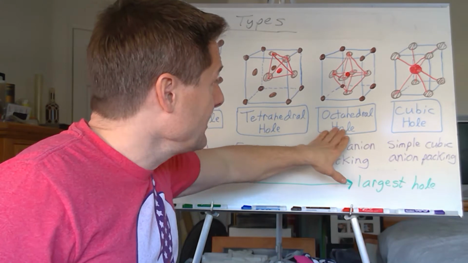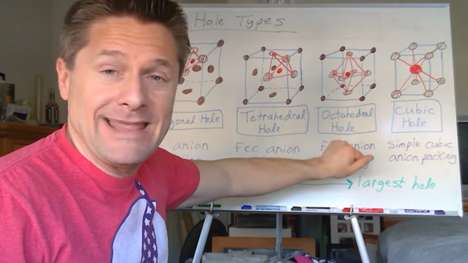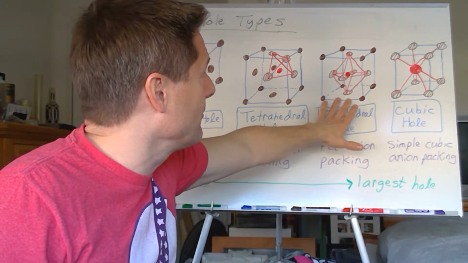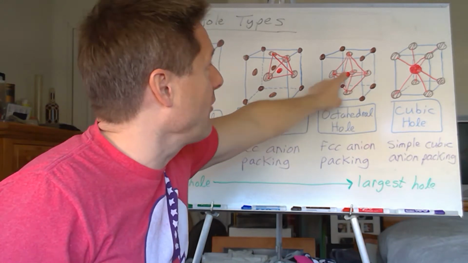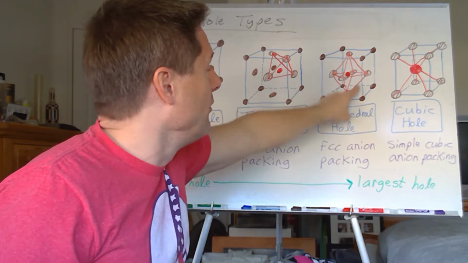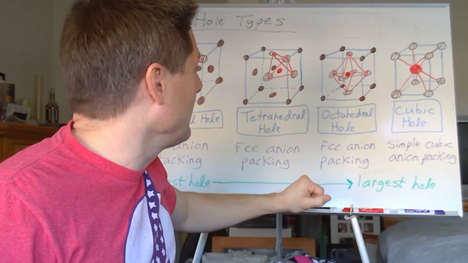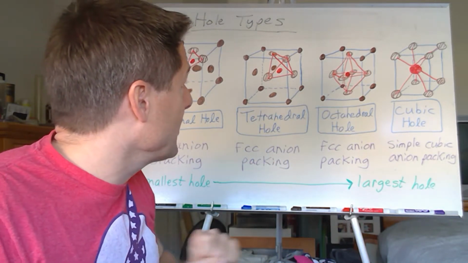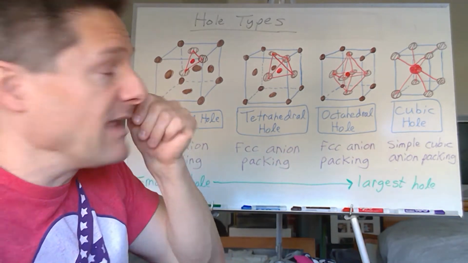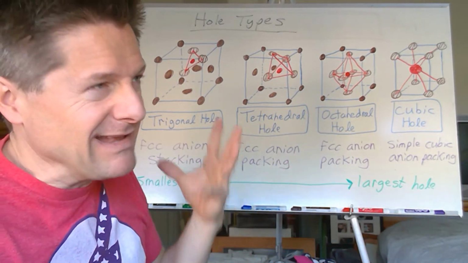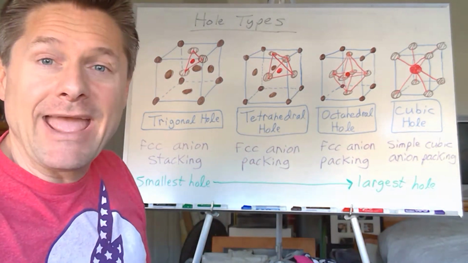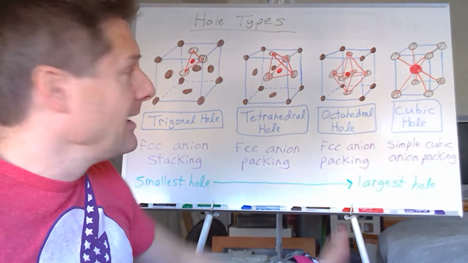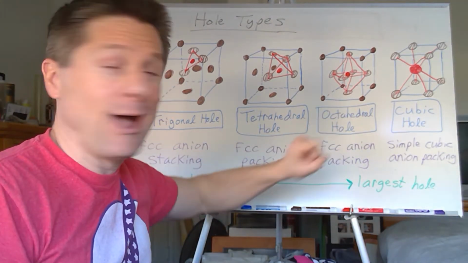All right, let's get to a slightly bigger hole here, the octahedral hole. So let's take that FCC array, look at all 6 faces: front, back, left, right, top, bottom. Those form a little octahedral-like cage where the cation would go right in the middle there. Bigger space. That's probably the most common one I've seen based on the ratios of cation and anion sizes that I've calculated. The majority fall into an octahedral hole.